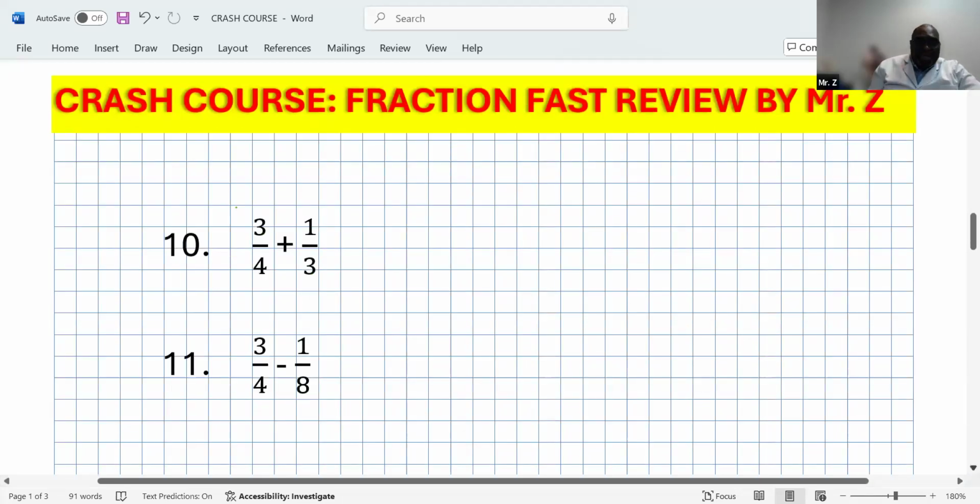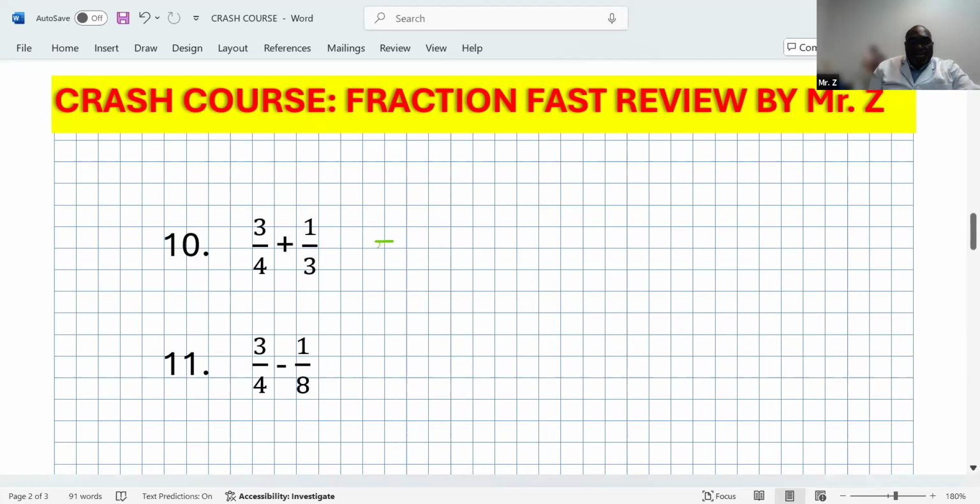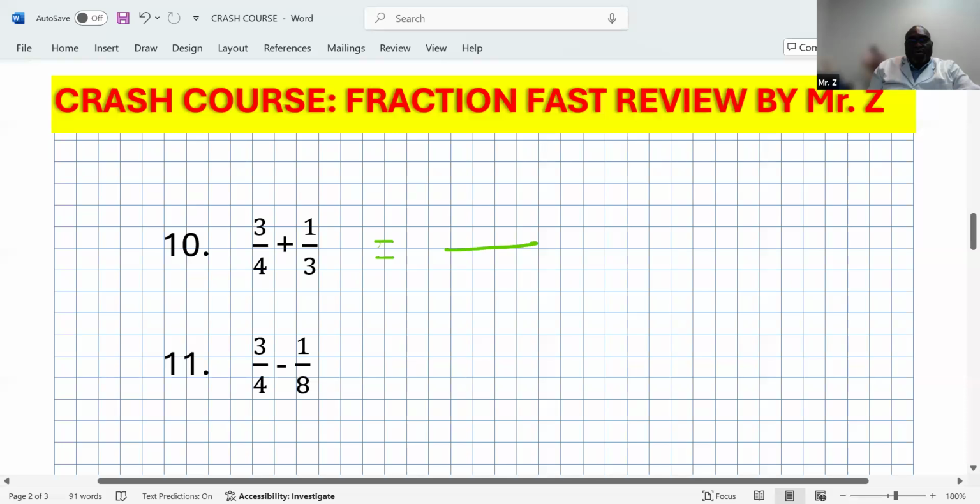Okay, let's do this way. Now that you learned that, let's come and then practice here. All right, so you have 4 times 3. They do not have the same denominator. 4 times 3, I got 12. Now I'm gonna do this first. 3 times 3, I have 9. I put your plus sign. Then I'm gonna do 4 times 1. It gives you 4. So you have 13 over 12.